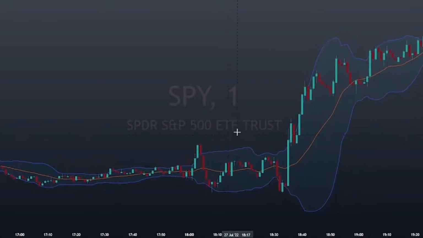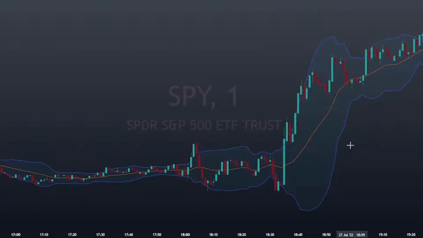This is another super simple indicator, but I think it's one that all traders should know. Right now, I'm about to hop into some examples of when this can be used when trading.